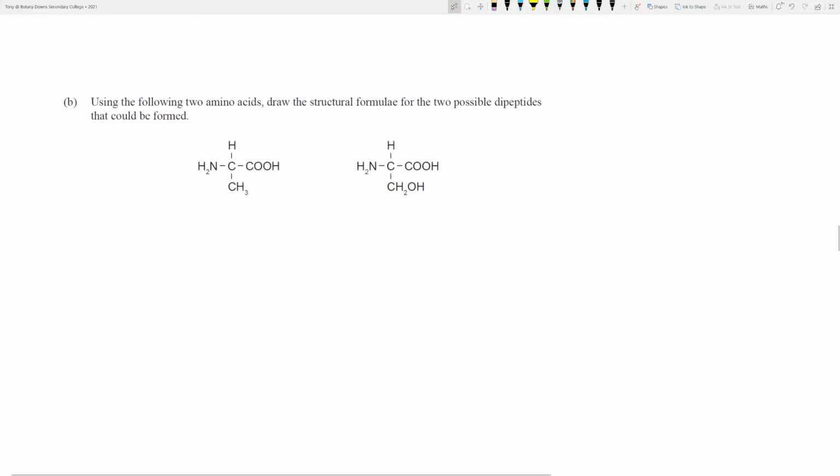Now let's have a look at this. Use the following amino acids. So this is what I was talking about before. I just recorded level 2 videos. It's level 3 organic. When we get to the polymerization section, it's going to be a lot of copying and pasting. So this one should be the easiest to do because they've drawn it for you.